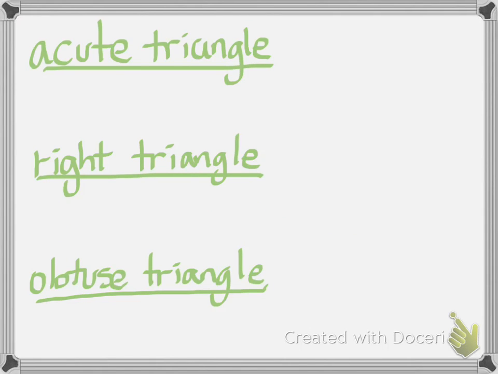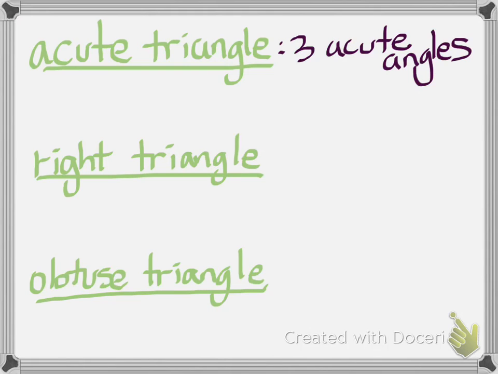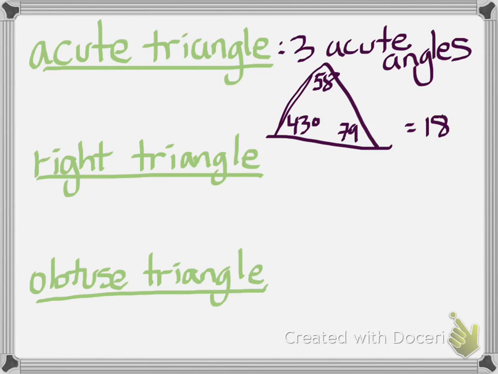So there's 3 types of triangles, 6 types actually. The first 3 are acute, right, and obtuse. An acute triangle has 3 acute angles. Acute angles are less than 90, so I could have a triangle with 43 degrees, plus 58 degrees, plus 79 degrees. Those all add up to 180, and all 3 of them are less than 90, so that means it's an acute triangle.